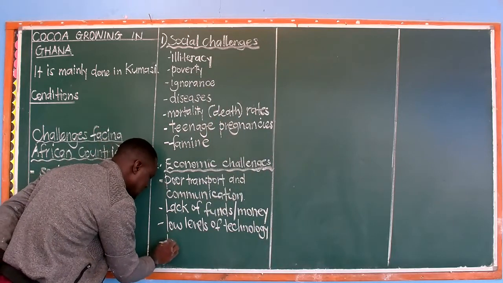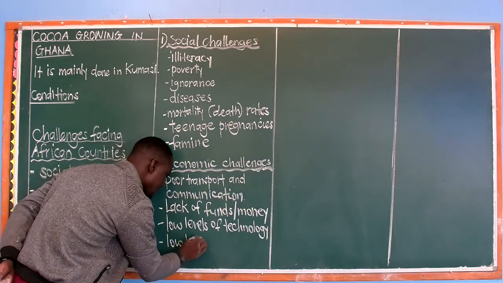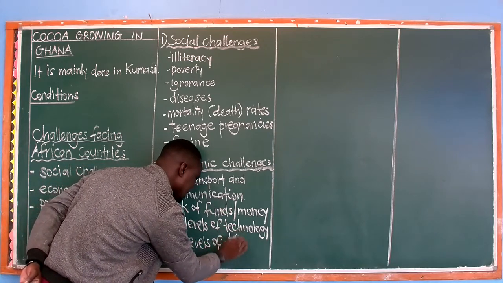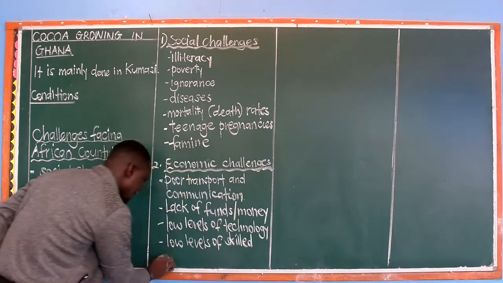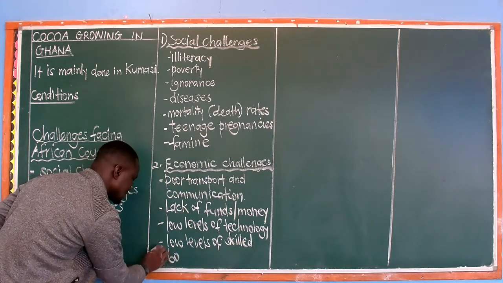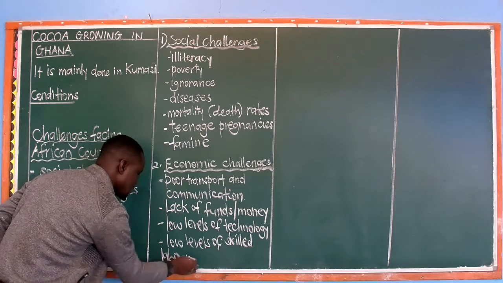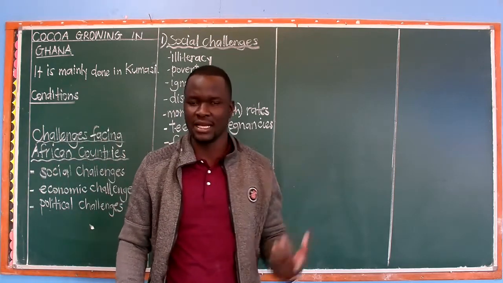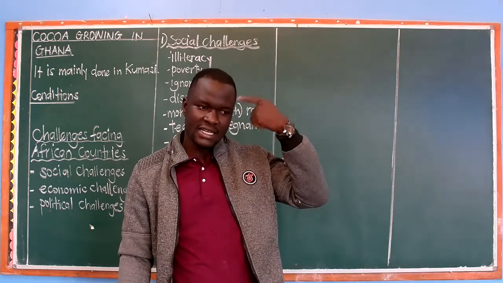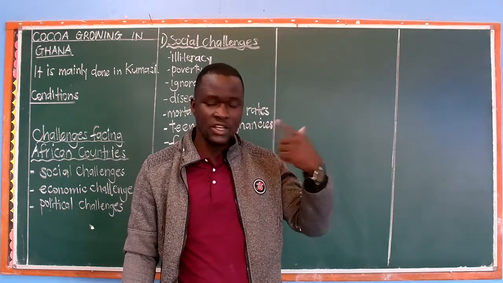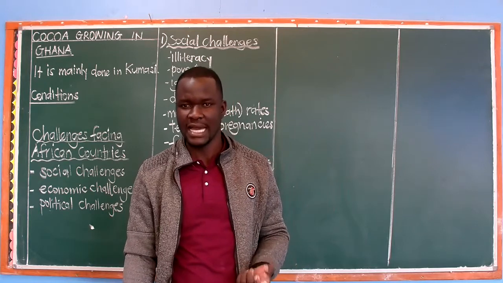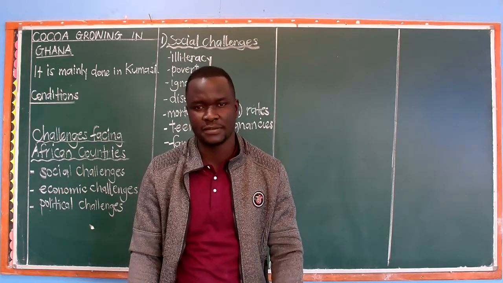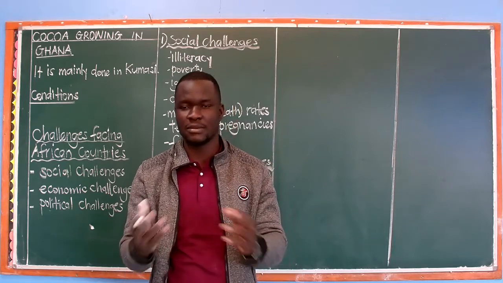Then in addition to that, we also have low levels of skilled labor. We talked about skills and skilled labor. You will find that these are the people who have the skill. They know what is supposed to be done. Sometimes these people are not enough in these African countries and it becomes a problem.